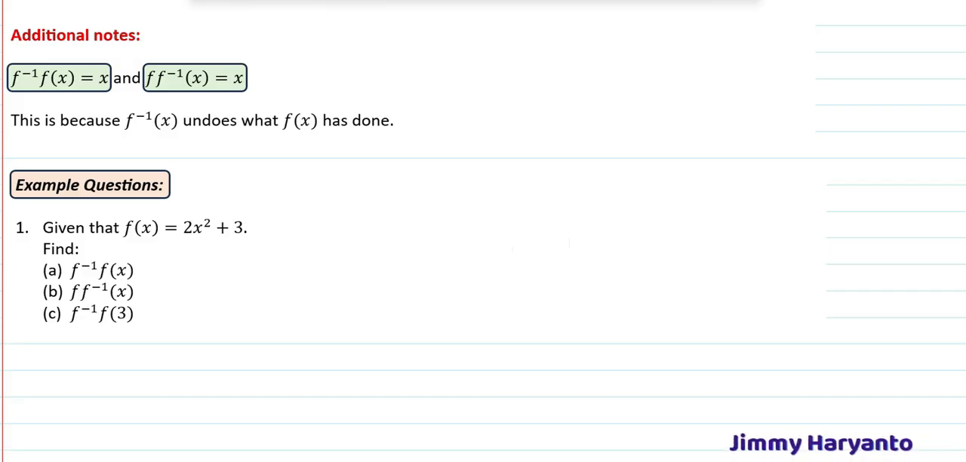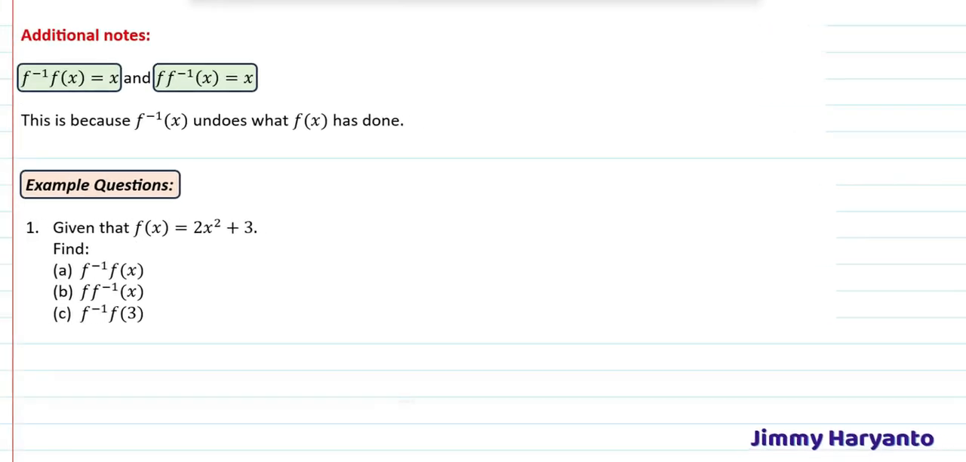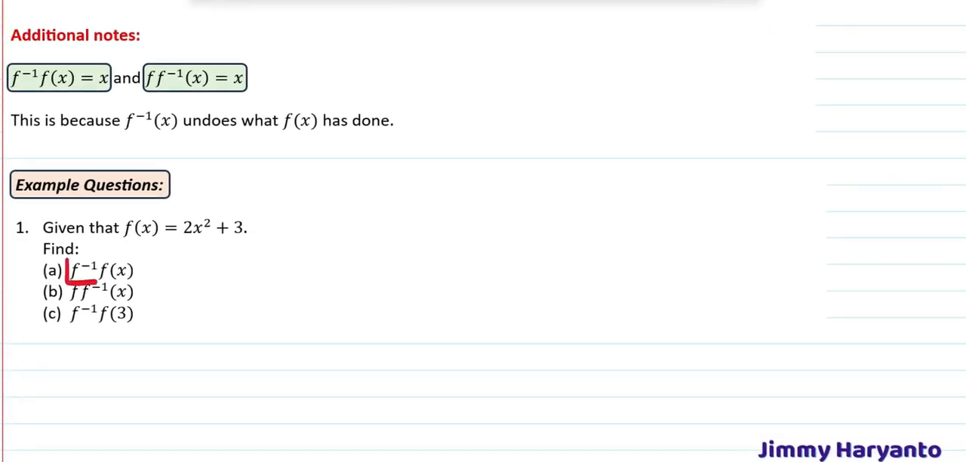For this one, example question 1, given that f(x) equals to 2x squared plus 3, to answer this one, f inverse f, just use this concept, it will become x. To answer this one, also the same, it will become x. For this one, it will become 3. Just answer it like that, yeah. So this is for the additional materials.